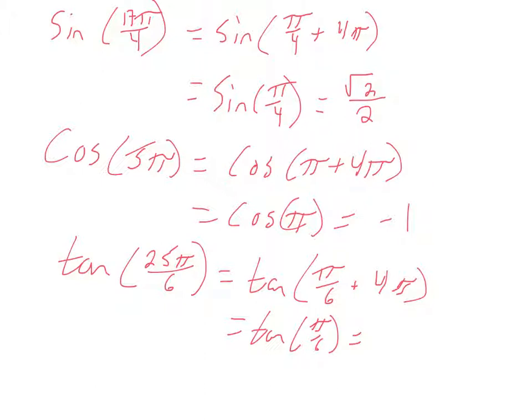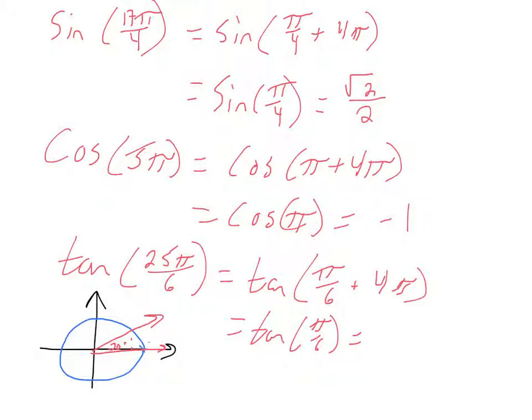Pi over 6, we might want to make a unit circle for this one. Pi over 6, what is that in degrees? Anyone know what pi over 6 is in degrees? 30 degrees. 30, yes. So our angle here is 30 degrees. Right, that means the one up there is 60, so we have a 30, 60, 90.